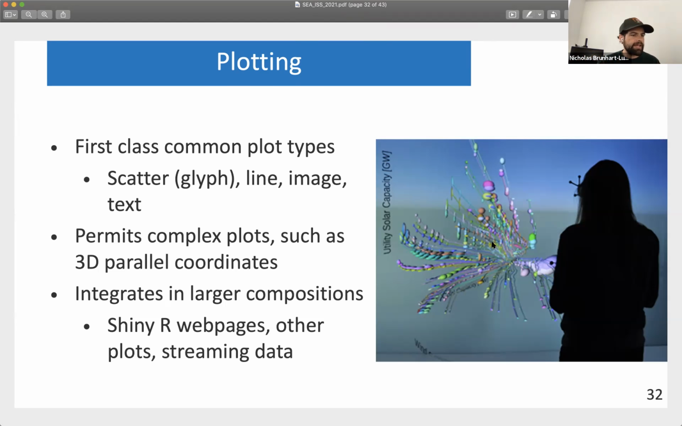Further, since this augments a workflow, it allows for some very interesting compositions to be made. For example, some users have made web pages in Shiny R, adding custom 2D plots that get loaded into the immersive display on demand. We've had some users who have turned this into much more of an operational thing, where they're handling streaming data and plotting that streaming data as it comes in so they can monitor a system.